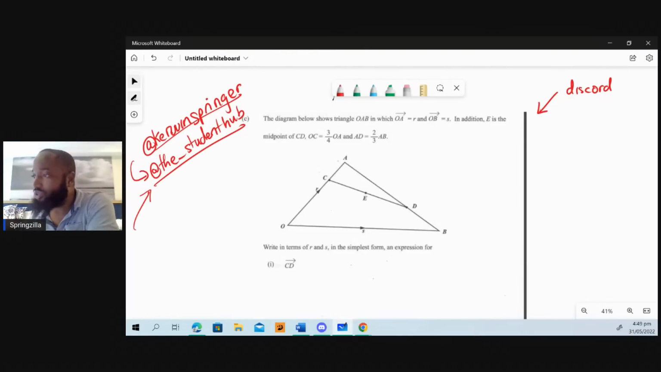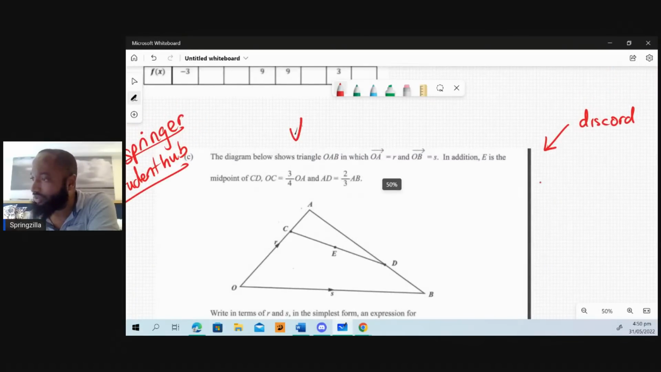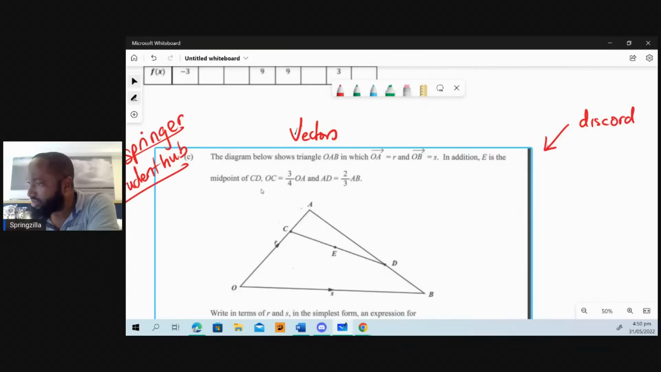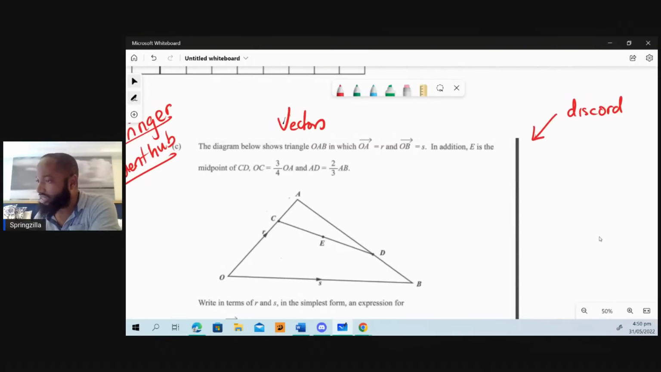So the diagram below shows triangle OAB, which is all these vectors. So this topic here is vectors. This is what someone sent, the first tough question. In addition, E is the midpoint, blah blah blah. Write in terms of R and S, in the simplest form, an expression for CD. This whole thing here is R, and this whole thing here is S.